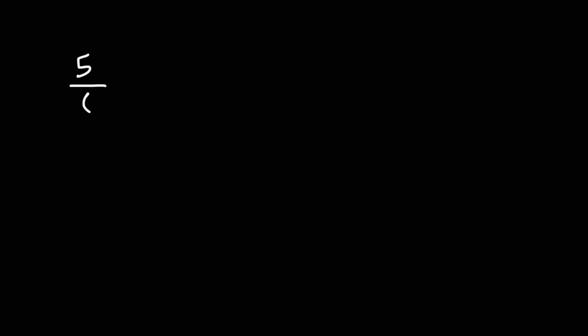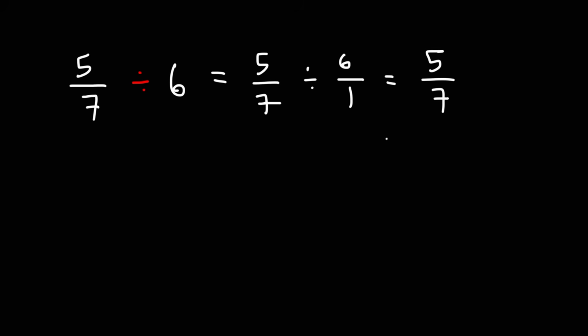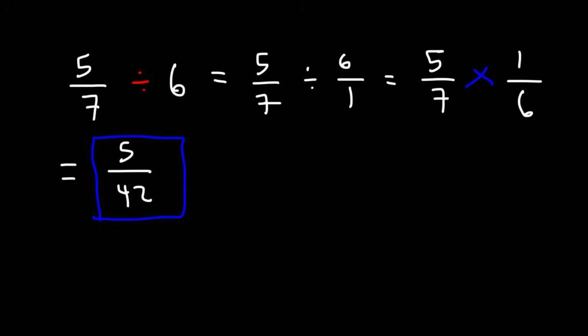Now what about taking a fraction, let's say 5 over 7, and dividing it by a whole number? What's 5 over 7 divided by 6? So we can rewrite 6 as a fraction. We can say it's 6 over 1. And then using keep, change, flip, we'll keep the first fraction the same. We'll change division to multiplication, and then we'll flip the second fraction. So it becomes 5 times 1, which is 5, and 7 times 6, which is 42. So the answer is going to be 5 over 42.